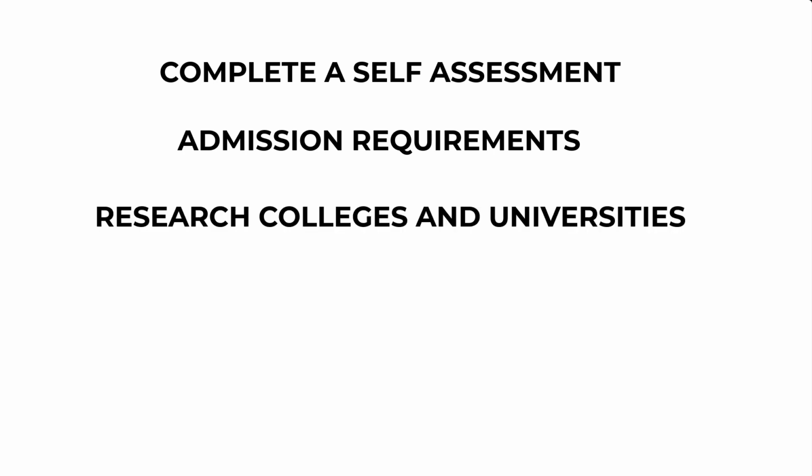Next, you'll want to start researching colleges and universities that meet your criteria. Visit the official websites of the colleges that interest you. They provide detailed information about academics, campus life, and admission requirements. Use college search engines like College Board, Niche, and College Navigator to filter colleges based on your preferences, such as location, majors, size, and more. I'll put those links below.